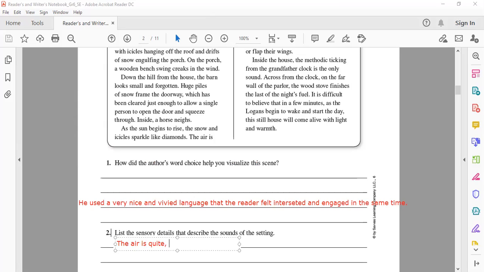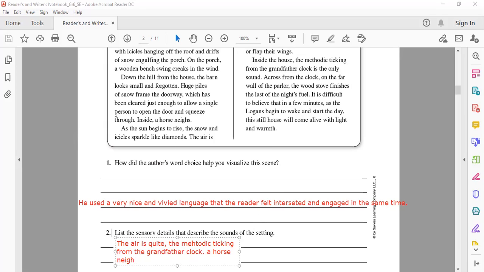Miss, I found something. Watin. The methodic ticking from the grandfather clock is the only sound. Very, very good, Watin. Give me the sentence again. The methodic ticking from the grandfather clock. This is a sound. Also, a horse neigh, which means the sound of the horse. This is another sound.